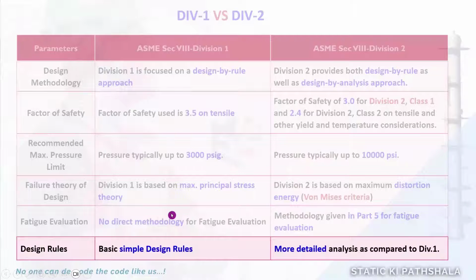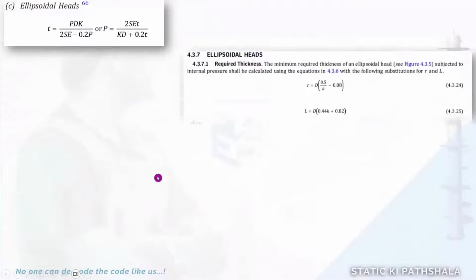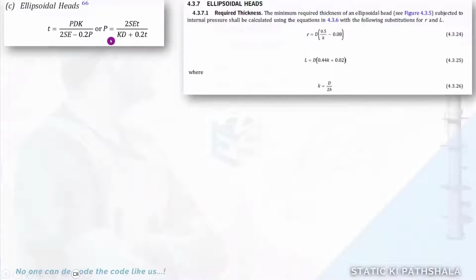So let's see some examples. Let's say we are going to calculate the thickness for an elliptical head as per mandatory appendix 1. The equation given is PDK upon 2SE minus 0.2P. By using this simple equation, we can directly calculate the thickness. Is it an iterative method? No. We directly put in the geometrical and allowable stress values and get the thickness in one calculation itself. So it is very simple. But when it comes to division 2, part 4, it is not that easy.